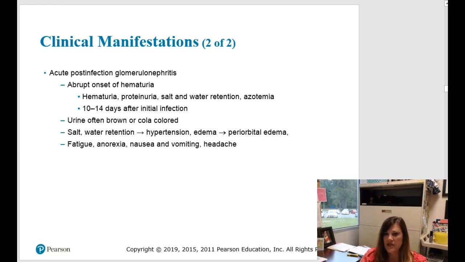And what you'll see is this abrupt onset of these symptoms about 10 to 14 days after a patient has strep throat or one of the other types of strep infections. They might have brown or cola-colored urine. They'll have salt and water retention, which is going to lead to their blood pressure being up. It's going to also lead to edema. They may have periorbital edema, right? And then fatigue, anorexia, nausea, vomiting, headache, malaise, all of those different symptoms.